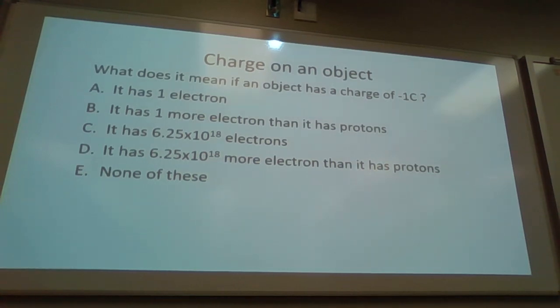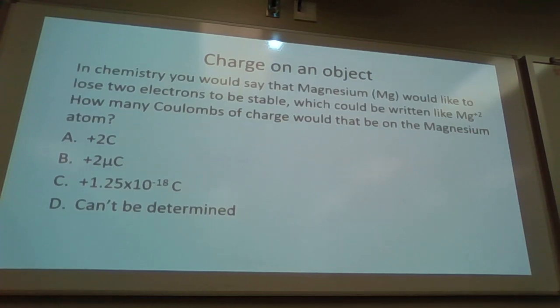In chemistry, you just counted. You didn't say anything beyond it just has a +1. In physics, we say it has this much amount with a unit of coulombs. Try that one. So you don't need a calculator. Just use process of elimination.